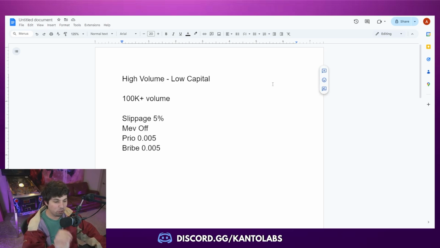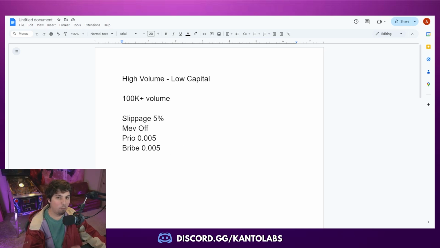So the first situation is, let's say that you do not have a lot of money and you are trading with 1 Solana and you are trying to scalp your way up, and you are trading a high volume token, which means a token that has over $100,000 in 5-minute volume. So it's very volatile. My suggestion is that you would set your slippage to 5%, keep Mev off, Prio at 0.005, and Bribe at 0.005.